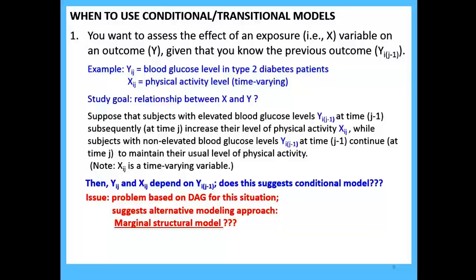So if that was your question, would you want to put in a model the earlier value of Y to look at the relationship between X and Y? You want to put an earlier value in there. Now suppose that subjects with elevated blood glucose levels at time j minus 1 subsequently increase their level of physical activity, while subjects with non-elevated glucose level continue to maintain their usual level of physical activity. Then should I use a conditional model? Now this is complicated.